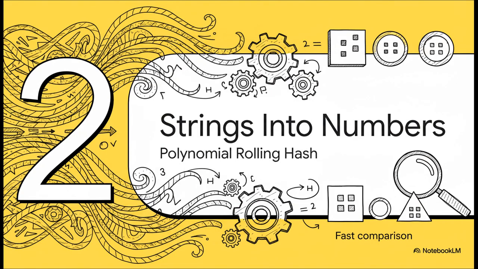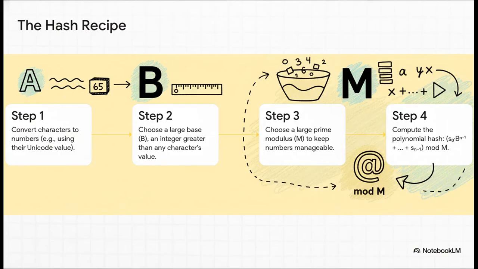So how does this magic actually work under the hood? Well, we're essentially going to turn our strings into numbers using a technique called the polynomial rolling hash. Now that sounds super complex, I know, but I promise you, the core idea is surprisingly simple and really elegant. Think of it like a recipe. First, we just turn every character into a number, like its ASCII value. Easy enough. Then we pick two special numbers, a base, b, and a really large prime number called a modulus, m. The modulus just acts like a bucket to keep our final number from getting astronomically huge. Finally, we treat the string like it's a number in a different base, and that gives us our unique hash value.